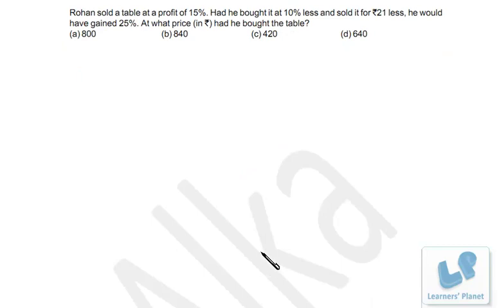Now friends, here I am having a simple problem based on profit and loss. Rohan sold a table at a profit of 15%. Now what 15% is? It's half of 30%, that's 3 by 10. So half of 3 by 10 will be 3 by 20. That means the profit is actually 3 by 20. That means selling price by cost price ratio will be 1 plus 3 by 20, or we can say 23 by 20, right? So we can assume them to be 23K and 20K.